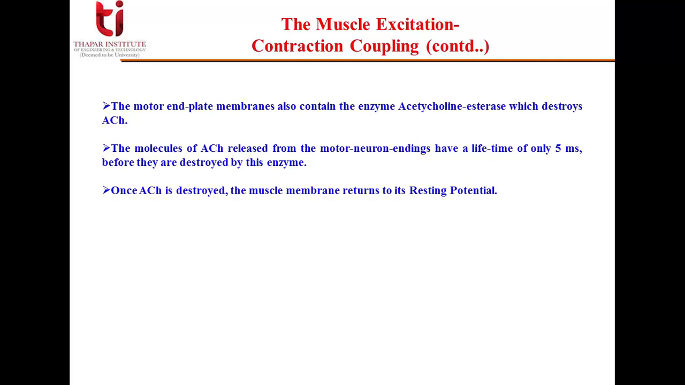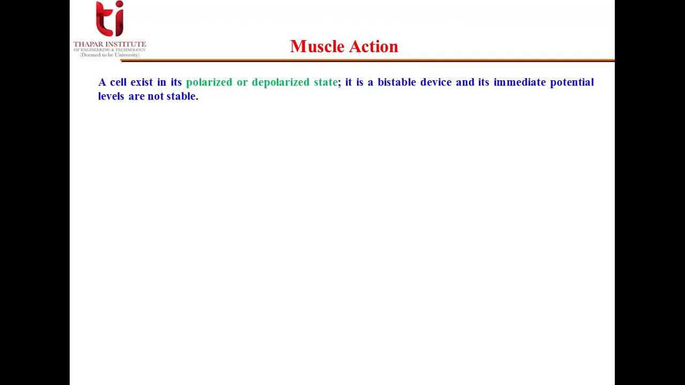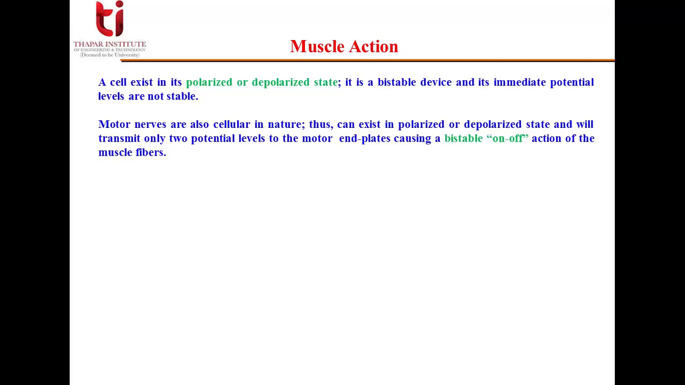Now let's look how the muscle acts. A cell is basically existing in its two states, polarized or depolarized. So we are calling it as bistable device, and its intermediate potential levels are not stable. Motor nerves are also cellular in nature, thus can exist in polarized or depolarized state, and will transmit only two potential levels to the motor end plates, causing a bistable on-off action of the muscle fibers.